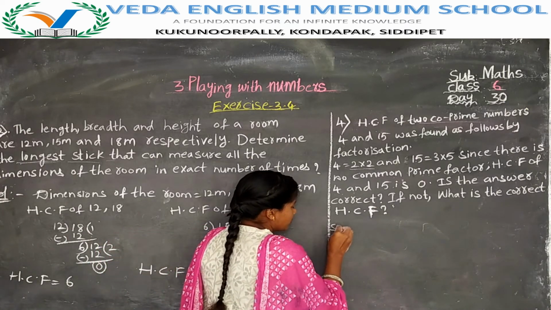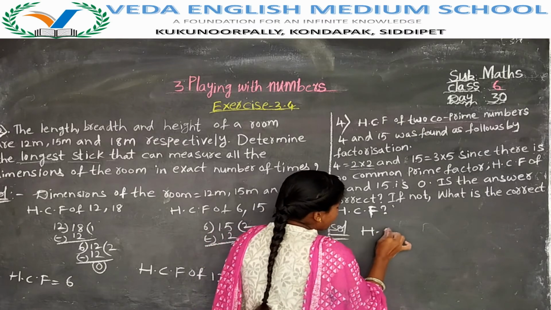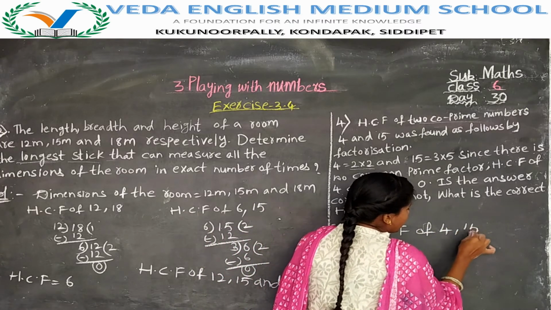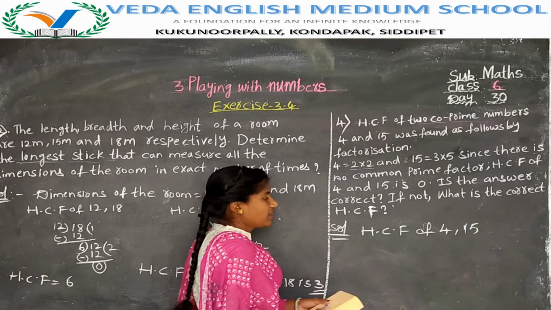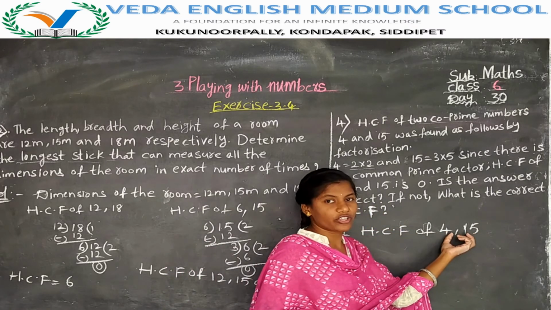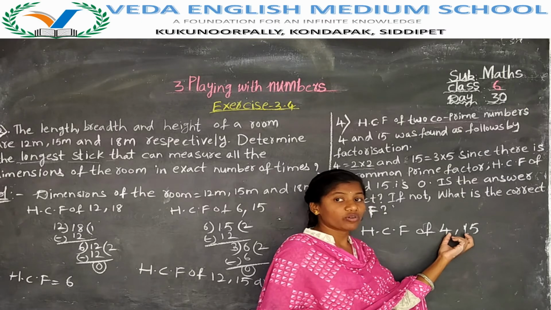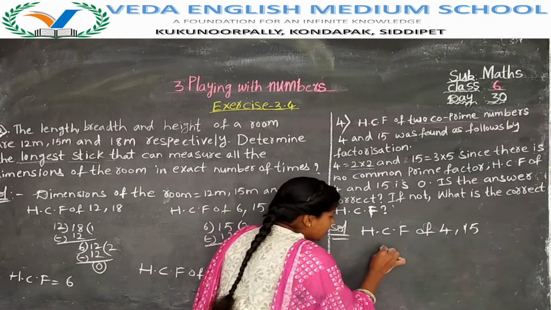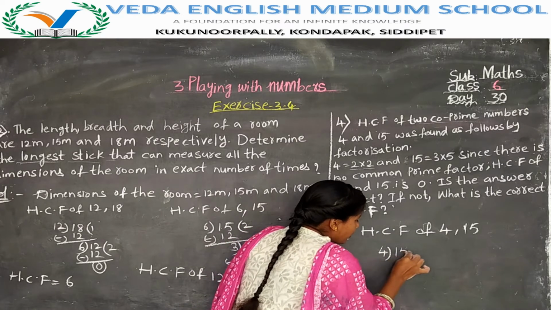Solution. HCF of 4 and 15. Now find. Here they have given two numbers only. Out of these two, we have to choose the smaller number. What is the smaller number? 4 is the smaller number. The smaller number you have to take as the divisor. 4 as the divisor, 15 as the dividend.